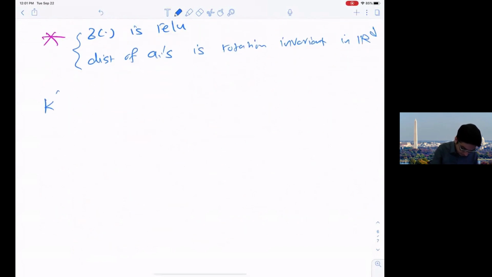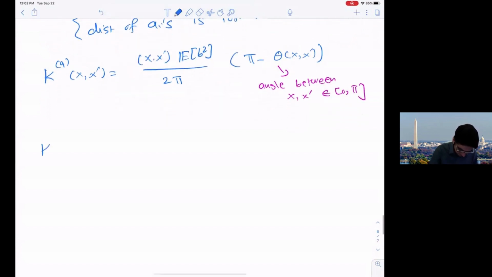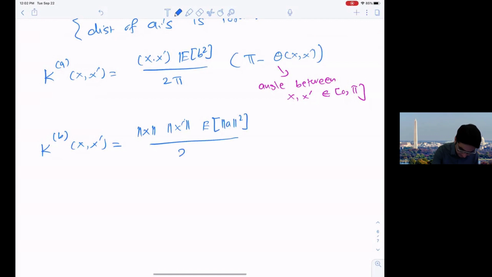I can compute that the kernel between x and x prime is just the inner product between them, looking at the expectation of b squared over 2 pi times pi minus the angle between x and x prime. So theta here is the angle between x and x prime, between 0 and pi. And similarly, I can simplify the formula for the NTK with an infinite width neural network for the b's, like this. So these are pretty algebraic calculations, but the point here is cosine of theta plus sine of theta.